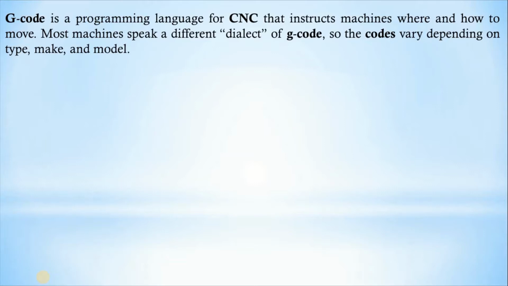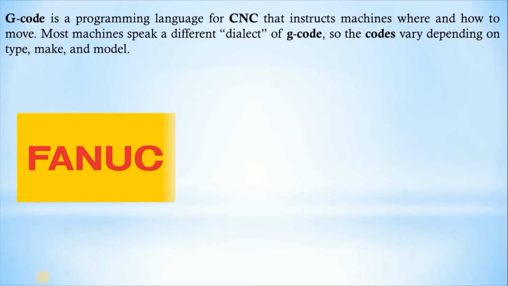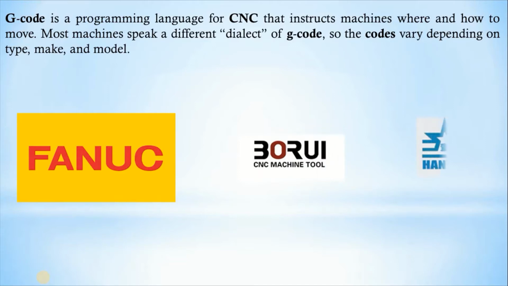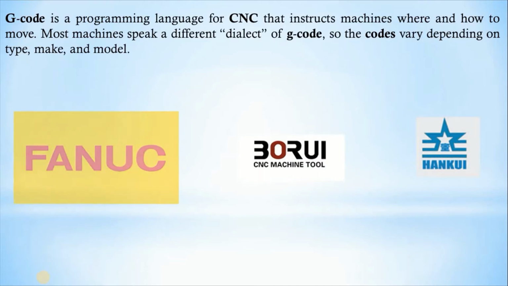So CNC programming is not as difficult a task as many think. For beginners, it will be useful to divide the drawing into smaller parts and start programming them. G code is a programming language for CNC that instructs the machine where and how to move. Most machines speak a different dialect of G code, so the codes vary depending on the type, make and model. So these are the types of machines which we are using for CNC. Now we are going to see the G codes for FANUC CNC.